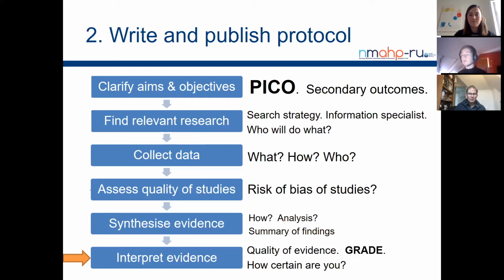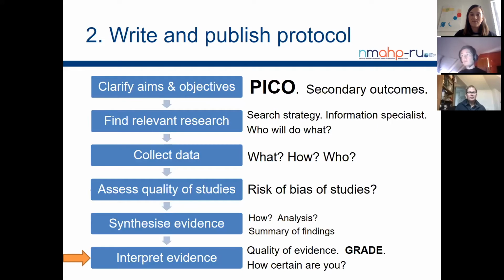And finally, you need to think about how you're going to interpret this evidence. At the stage of assessing the quality of studies, you've looked at the risk of bias of individual studies. But once you've brought all these different studies together, then what's the joint shared quality of evidence? And there's an approach called the GRADE approach that is really helpful at talking you through the stages of doing this. What GRADE does is give a considered judgment about how certain you are, or how confident you are, in the findings that you've brought together.